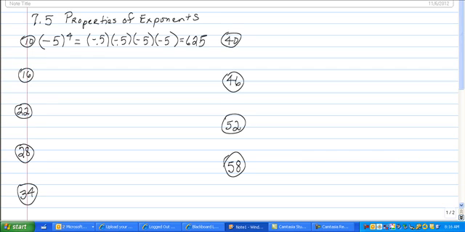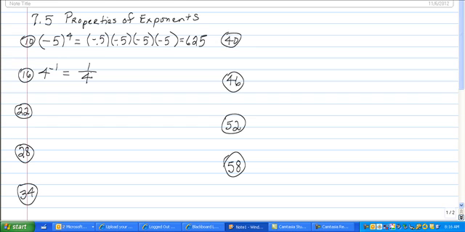Let's take a look at our next one, number 16. I have 4 to the negative 1. And our directions are to evaluate each exponential expression. When they say evaluate, that means we want to write it without any negative exponents. So the negative exponent means take the reciprocal, so we just get 1/4.